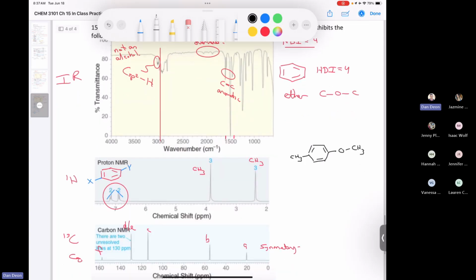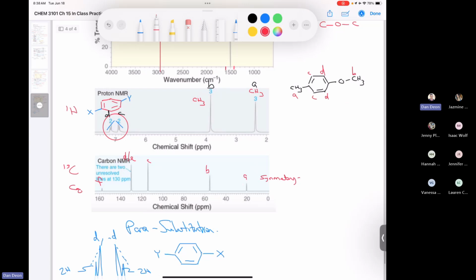But if we label these A, B, C, and D, the way you would put this together is you'd say these are the A protons here. These are the B protons because they're attached to the oxygen, so they're more deshielded. And as far as D and C go, the D protons are going to be the ones closer to the oxygen because they're more deshielded, and these would be the C protons, like this.